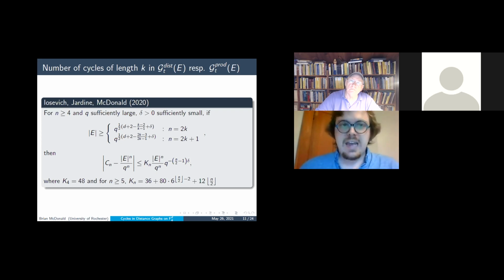All right, so what is k? Here we have a cycle of length n. If it's an even length, then n is 2k, and if it's an odd length, then n is 2k plus 1.